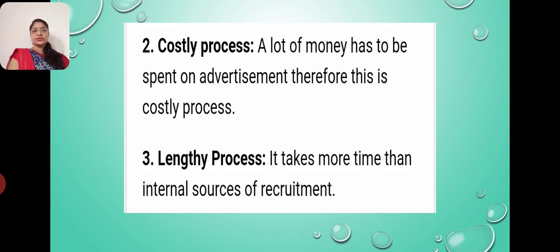Now, costlier process. Why do we say it's a costlier process? Because we spend on the advertisement. As compared to internal source, external source will be costly, to give an advertisement in a newspaper or on a website or anywhere, so we have to pay for it.